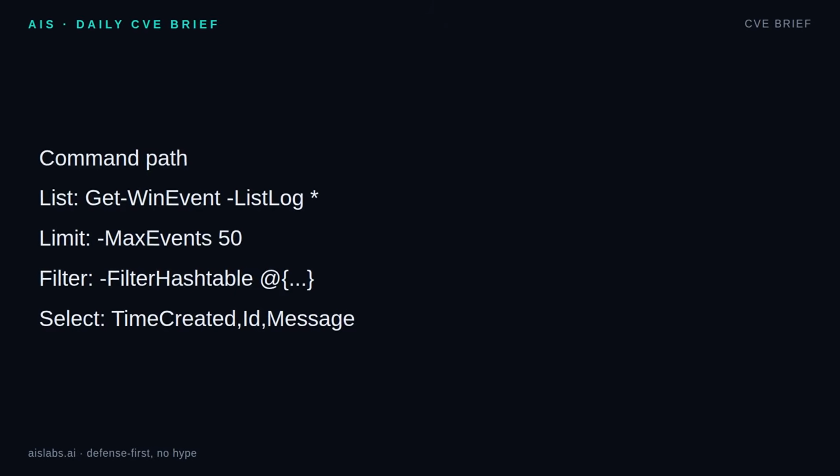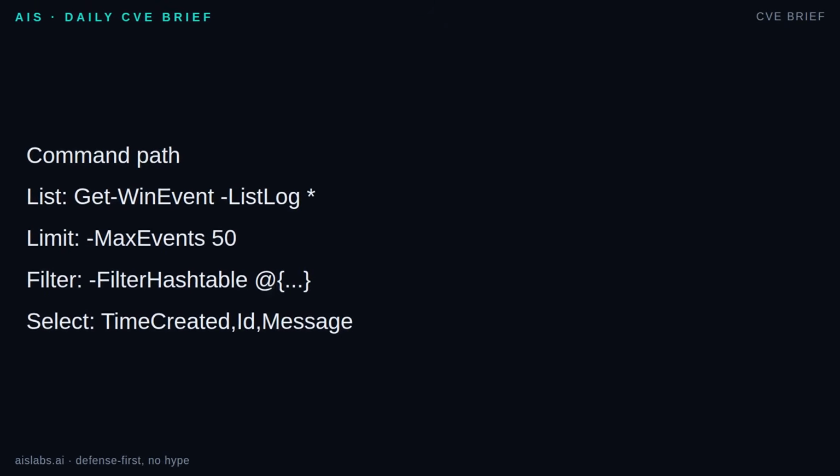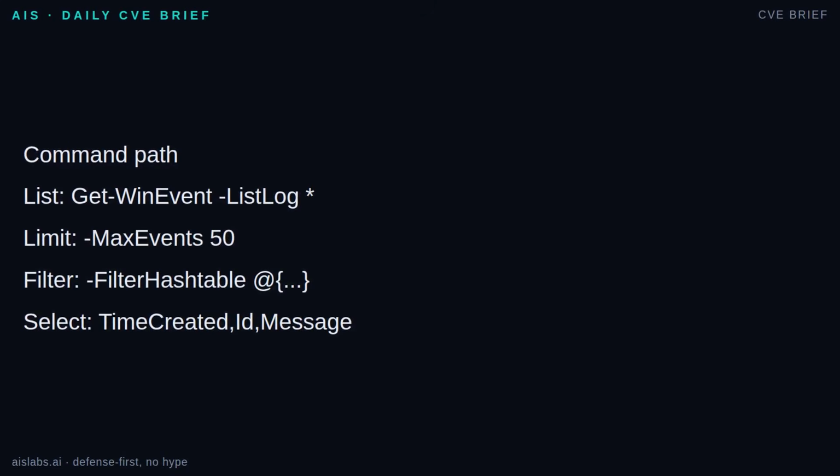Start by discovering what exists. Get-WinEvent -ListLog *. Sort that by record count if you want to see the noisy logs. For a safe first look, run Get-WinEvent -LogName System -MaxEvents 20. That returns the newest 20 events by default. For real work, use a hash table.